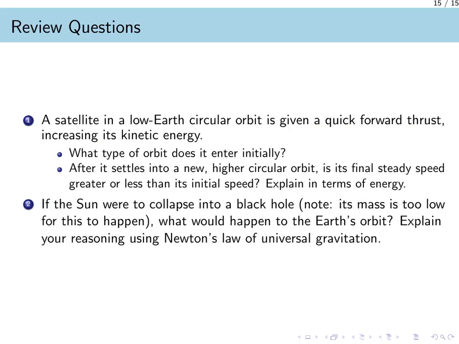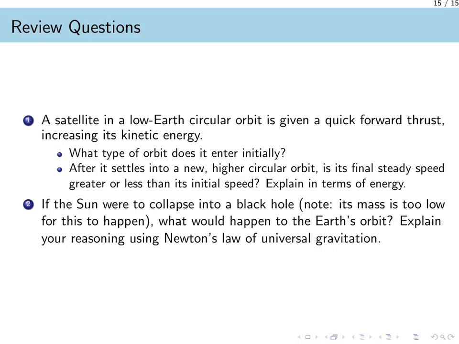Let us wrap up by applying our knowledge of orbital mechanics to these two conceptual questions. First, a satellite in a circular orbit gets a forward thrust, L. This adds energy, pushing it into a larger, elliptical orbit. If it later settles into a new, higher circular orbit, its speed will be lower. This might seem counterintuitive, but to be in a stable higher orbit, more of the system's total energy must be in the form of potential energy. This requires a lower kinetic energy and thus a lower speed. A satellite in a higher orbit moves more slowly.